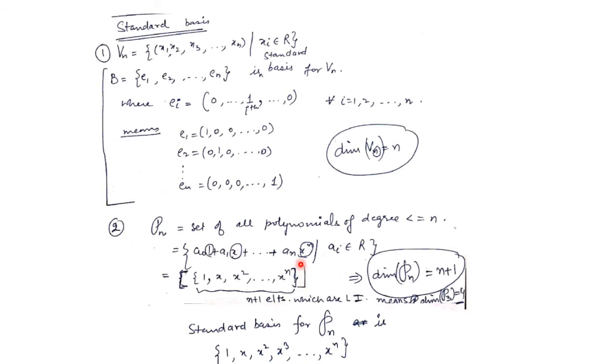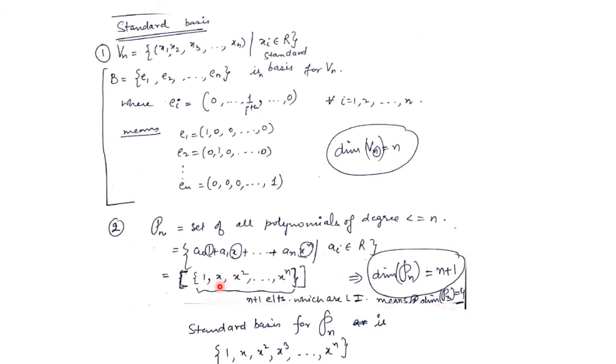Now once again, what will be the span of a set? It is the linear combination of the elements of this set. So when you take the linear combination of 1, x, up to xn, you will get this set, where each ai is a scalar, a real number. This set is the basis for Pn. Now why is this a basis for Pn? Because the span of this is equal to Pn, and we can easily check that this set is LI.